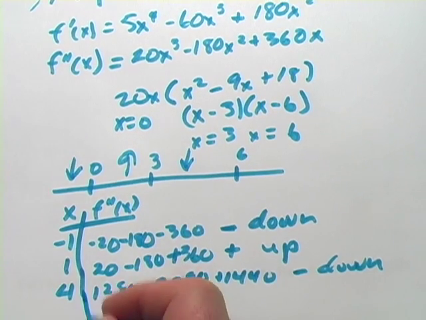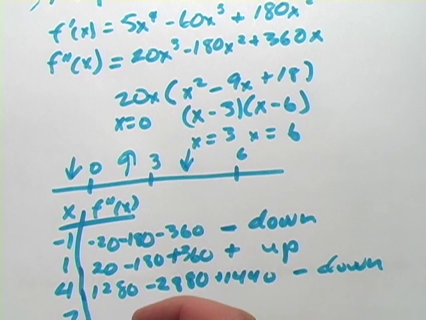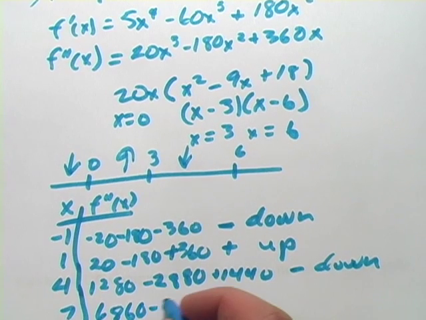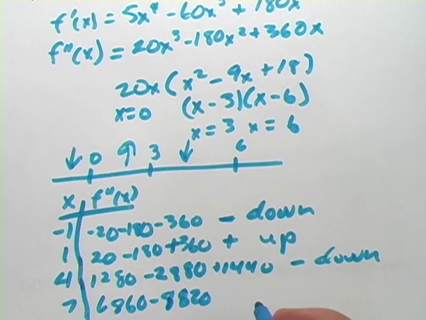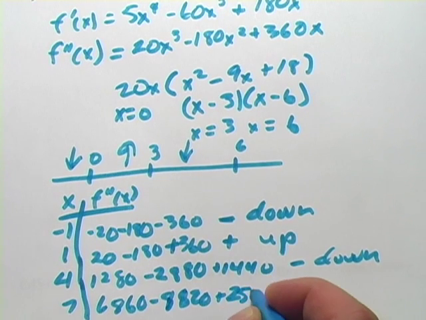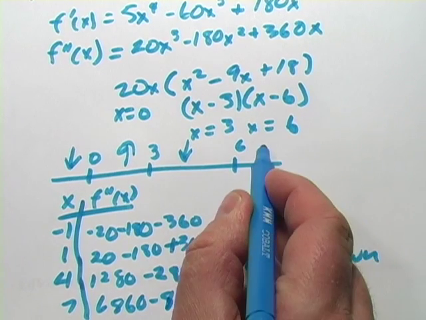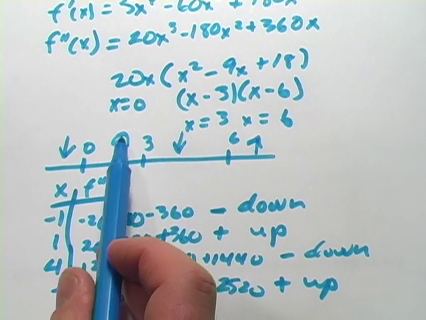And then finally, we need a number out here, so I'm going to pick 7, and we get 6860 minus 8820 plus 2520, and that looks like it's going to be positive. So that's concave up there. Okay. So we've found all the regions where this is concave up or concave down.